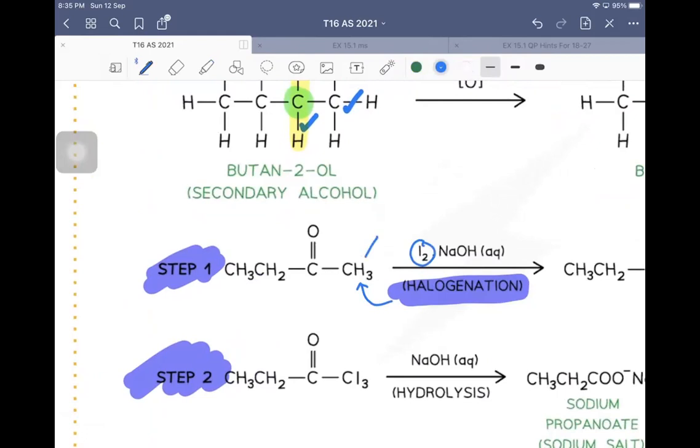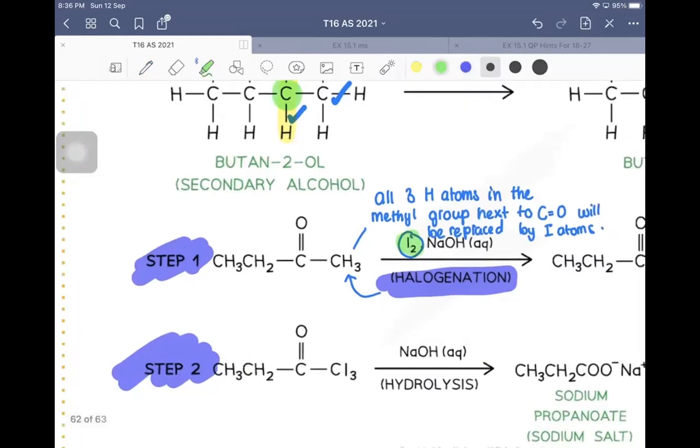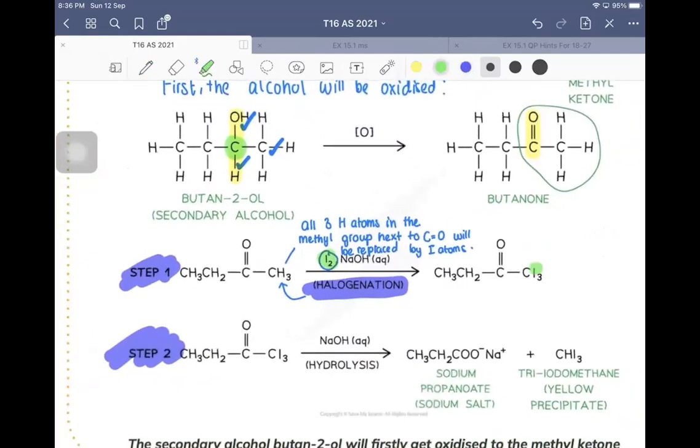Okay, so all 3 hydrogen atoms in the methyl group next to C double bond O will be replaced by iodine atoms. So you can see if I label iodine as green, you get a CI3 here. Okay, the first step is the halogenation.